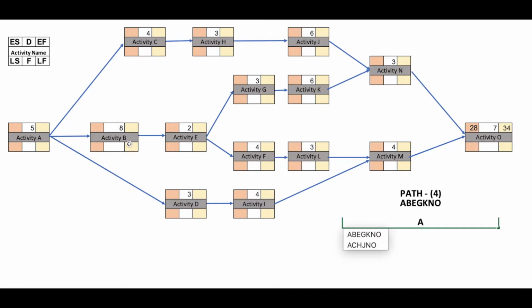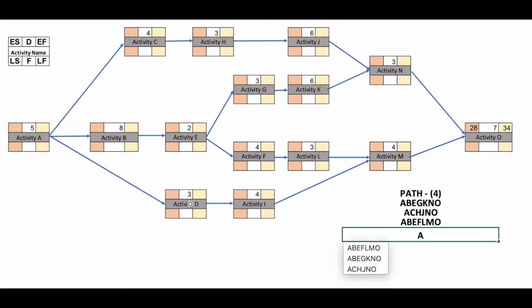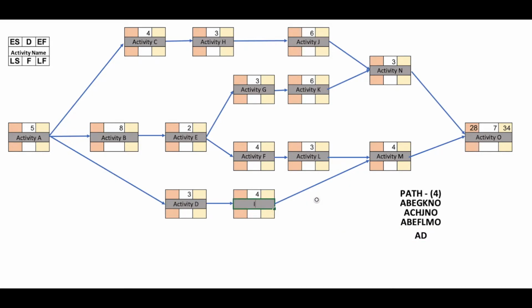The third one starts from activity A, B, E, F, L, M and O. The last one starts from activity A, D, I, M and O. So there are 4 total paths, not critical paths, sorry.